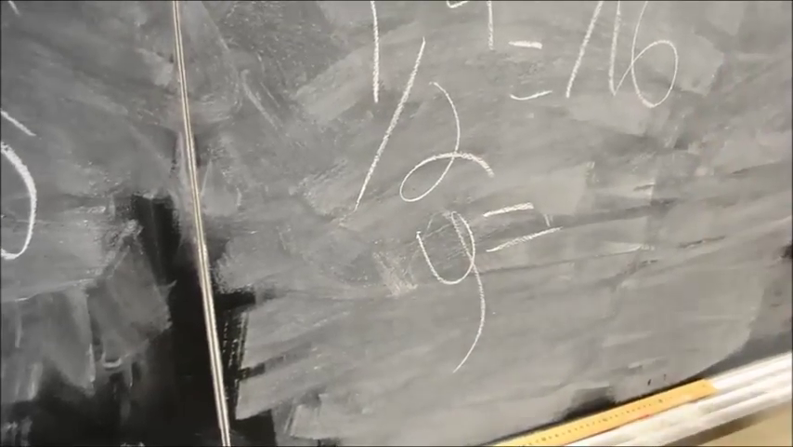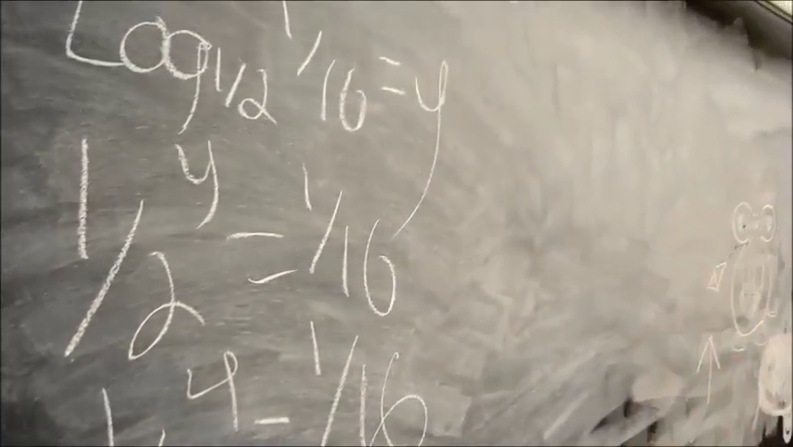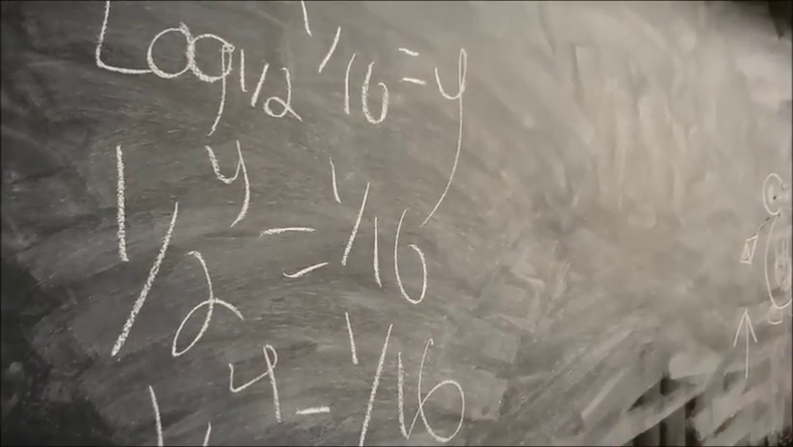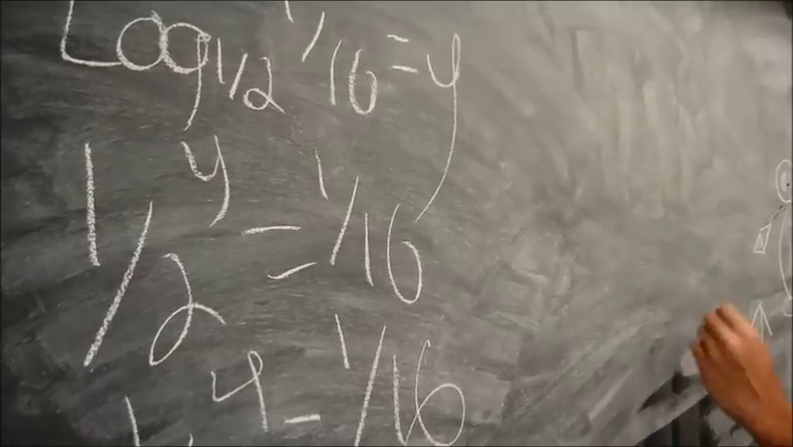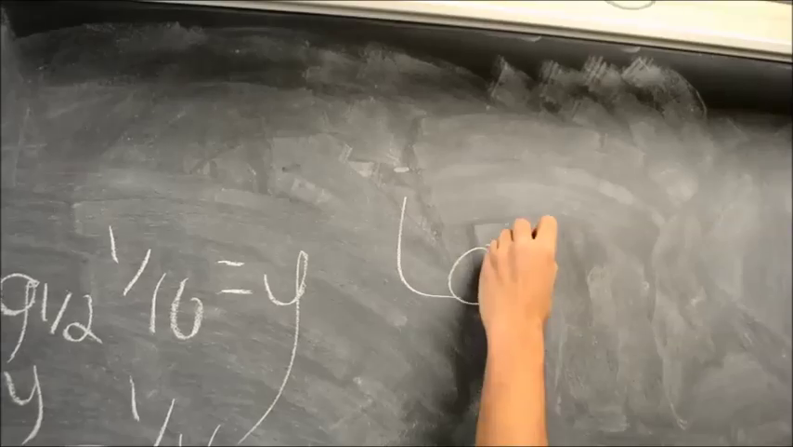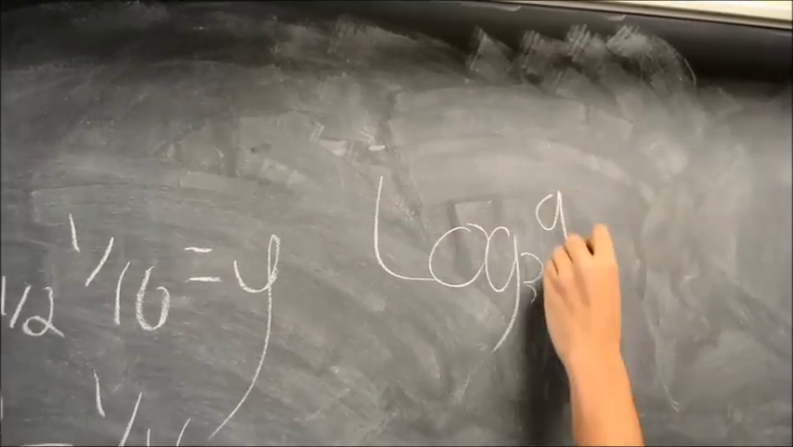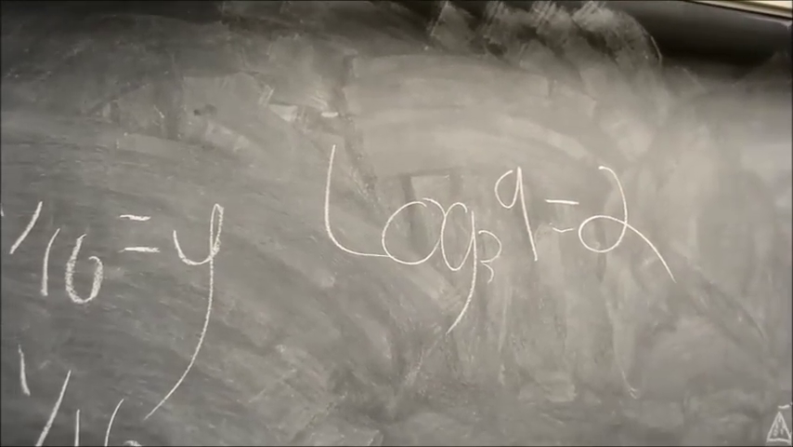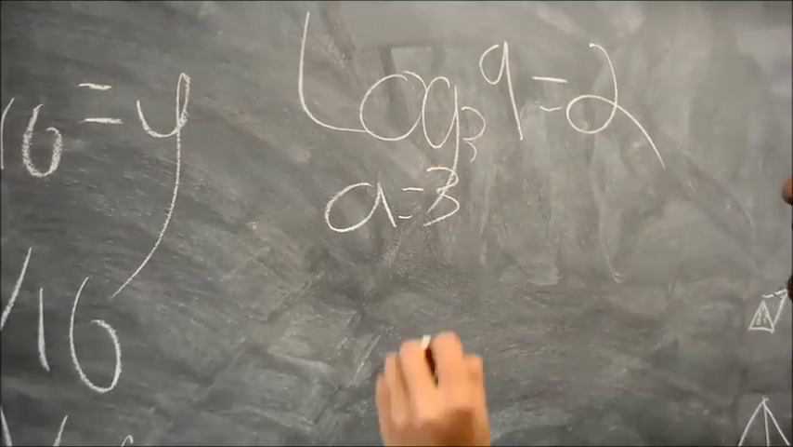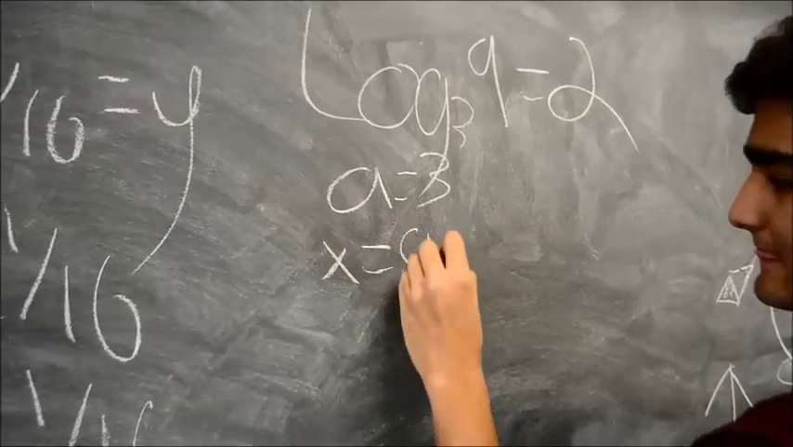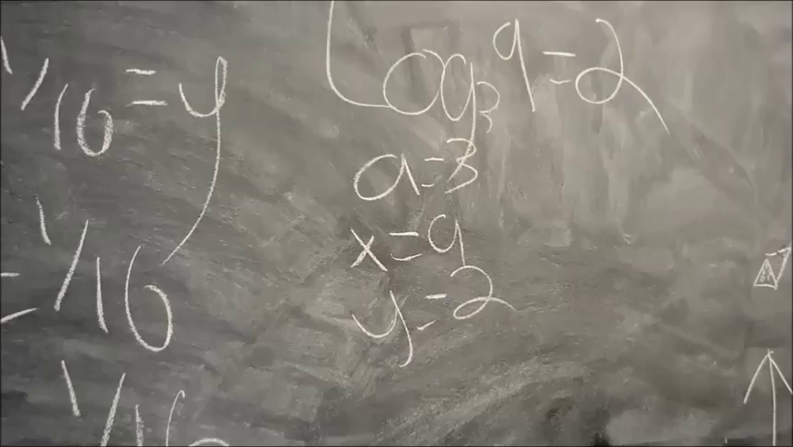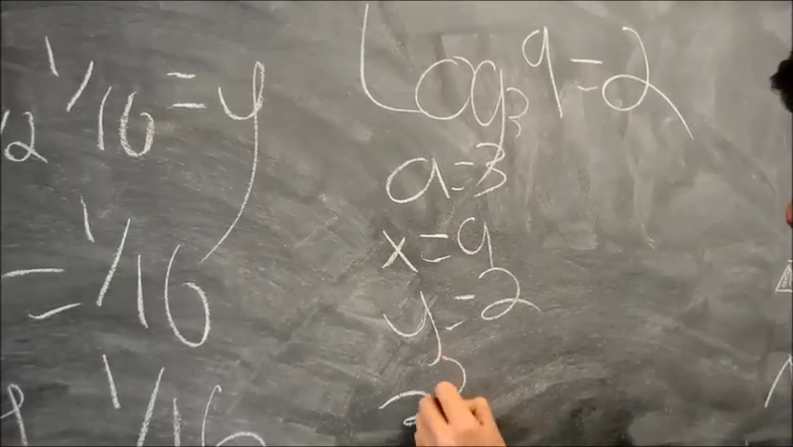Alright. And then we're going to talk about converting logarithmic expressions into exponential form. So let's say we have log base 3 of 9 equals 2. So let's just say a equals 3, x equals 9, and y equals 2. So in this case we would write it as 3 squared equals 9.